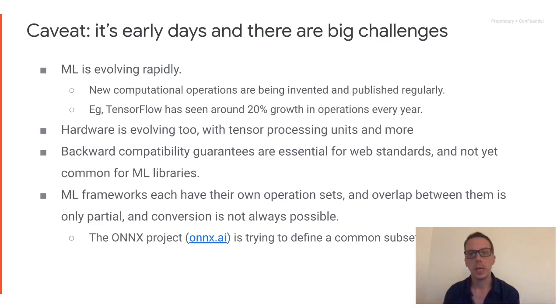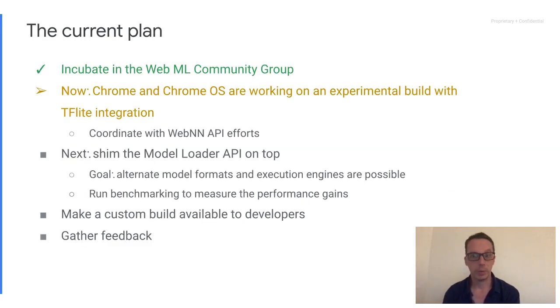Slide 18. I want to conclude with a status report about where the Model Loader API is in the standards process. Currently, it's incubating in a community group. Engineers in Chrome and Chrome OS are working on an experimental browser build with TF Lite integration as a backend. It's a goal to be able to support other ML engines as well. There's a bunch of technical things to work out, like process isolation, file validation, security protection.